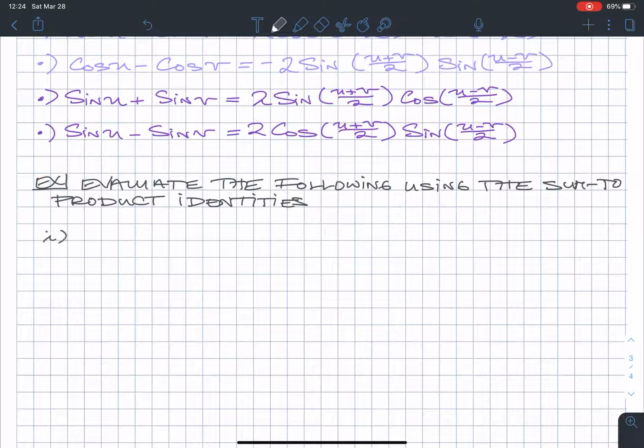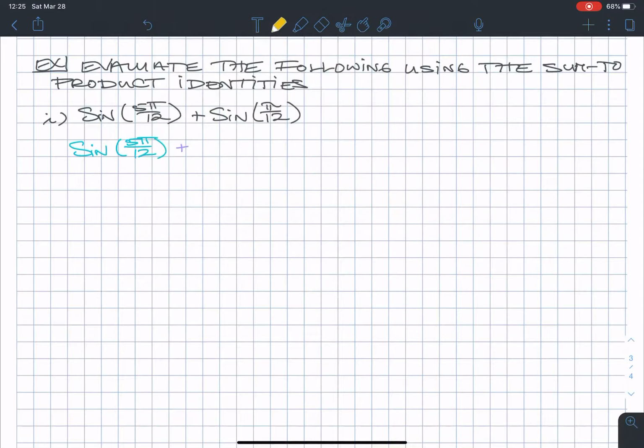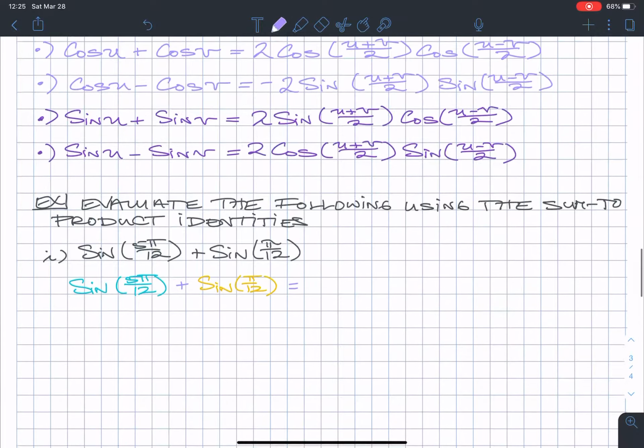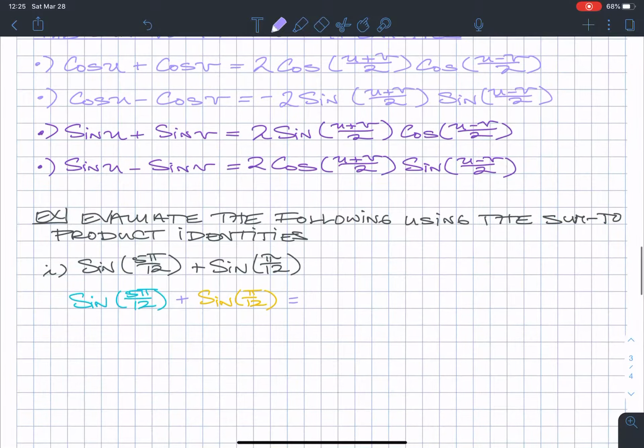Okay, so number 1, let's say we have sine of 5 pi over 12 plus sine of pi over 12. So I'm going to write this as sine of 5 pi over 12 plus, let's do sine of pi over 12. So this is the sum of 2 sines, so this would be the third identity.